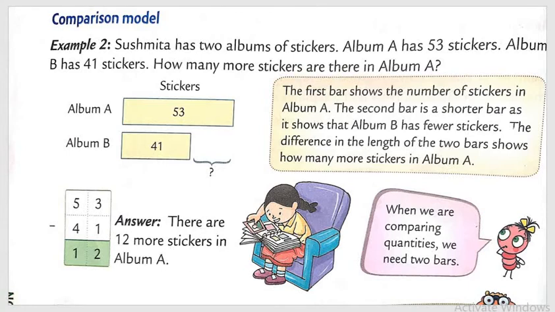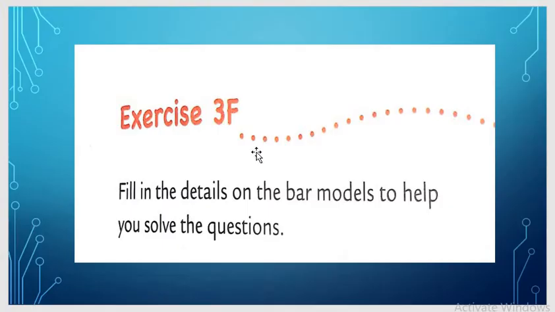There are 12 more stickers in album A. Understood, all students? Now this is done. Complete your revision. Now we move on to exercise number 3F related to all these topics. What is exercise number 3F? Exercise number 3F is fill in the details on the bar model to help you solve the question. Because we have learned addition model, subtraction model and comparison model, so we perform this in exercise 3F on the basis of all these topics.